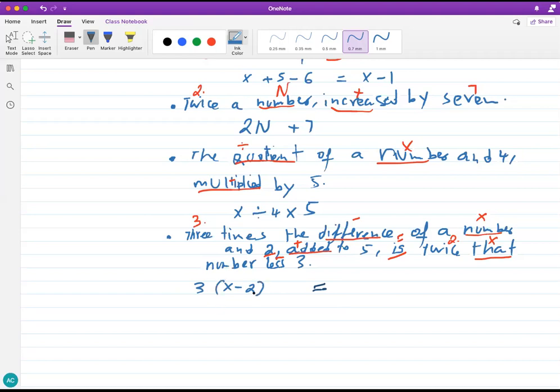Parentheses are very important here. So 3 times the difference. This is the difference. Again, if you don't put parentheses, it would look like 3 times a number minus 2. That's not what it says here. But 3 times something. That something is this, the difference. Difference means subtraction. What else?